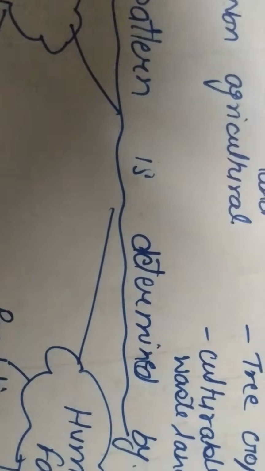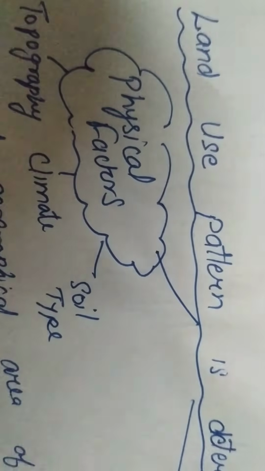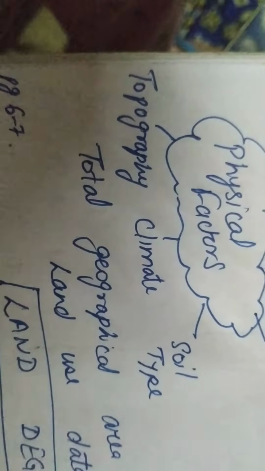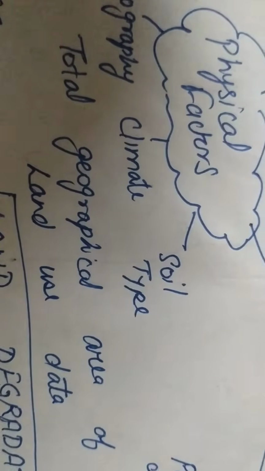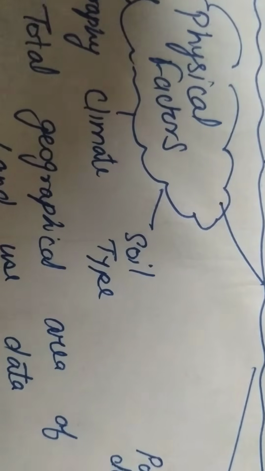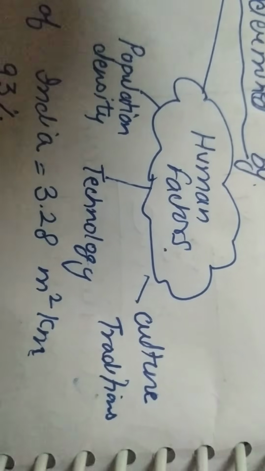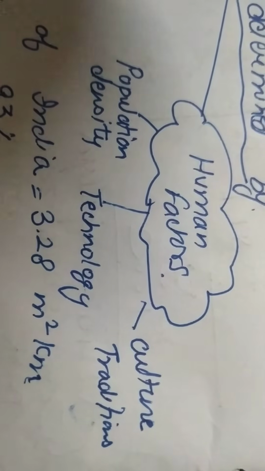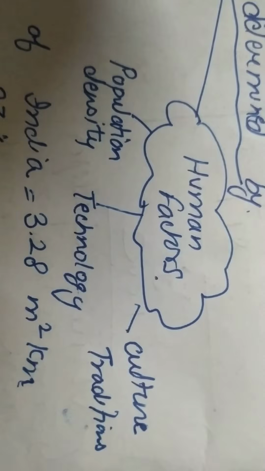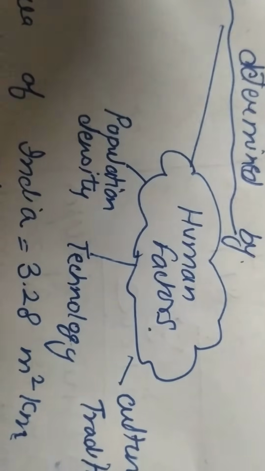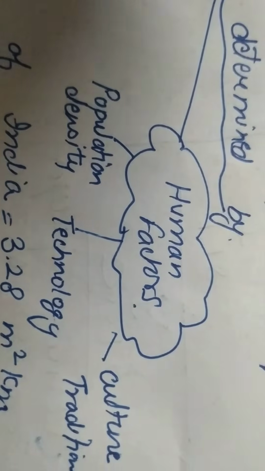Let's see land use pattern. What are the factors which influence the land use pattern? How much land is being used? First are physical factors like topography, slope. Then what is the climate? If it is very hot or very cold, land will not be used. Then soil type, whether it is fertile or not. Then human factors: how much population lives there, what is the technological advancement, what is the culture and tradition of that area. Like in Africa, we see their culture is not to use the land. Most of the people are engaged in rearing of animals.